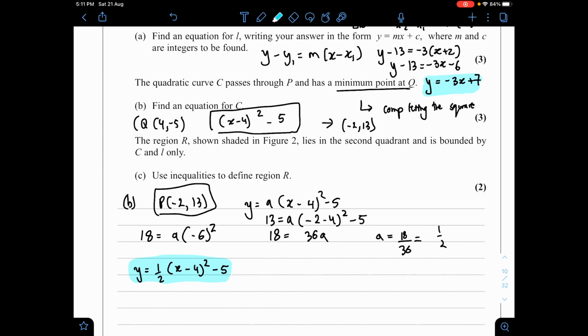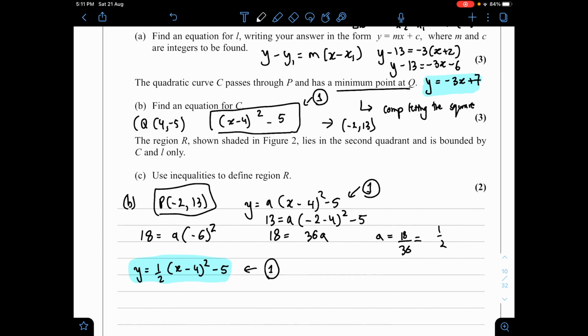So let me tell you the marks that we get for this. You get 1 mark for getting to this stage, like getting to a times x minus 4 squared minus 5, and 1 mark at the end to get a.